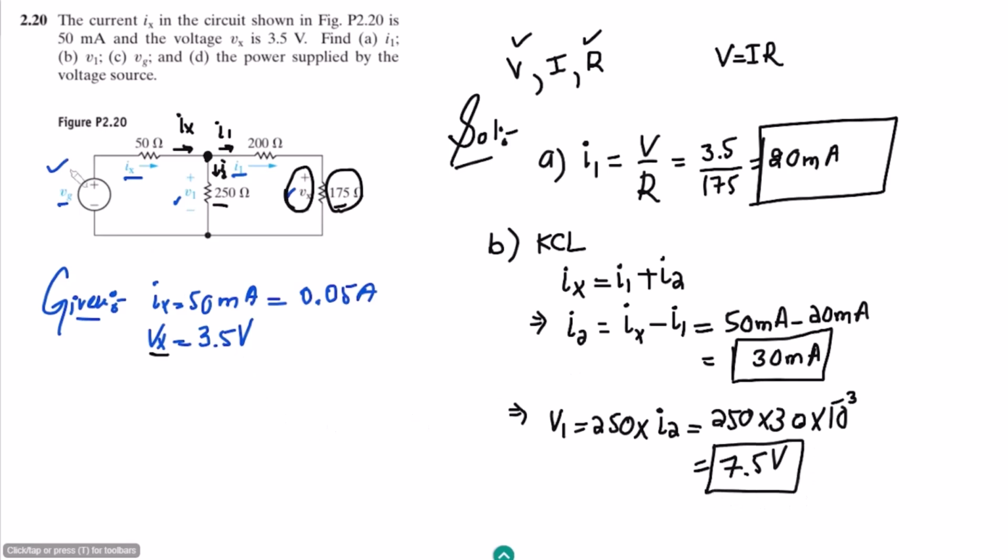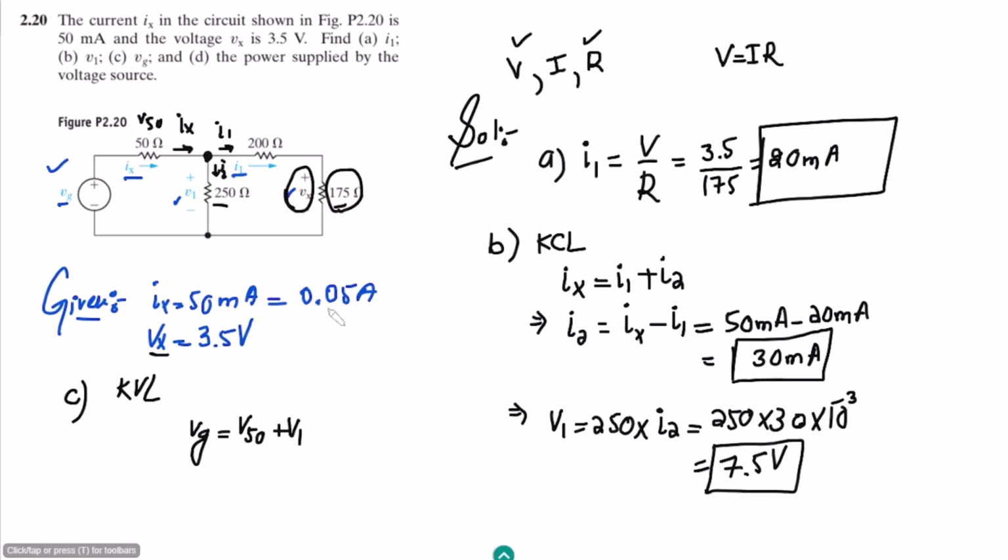In part C, we have to find the value of Vg, and here in this loop, let us use KVL. Applying KVL here, I can very easily see that the value of Vg is equal to the voltage across this 50 ohm resistor. So in this loop, this is V50, the voltage drop across this 50 ohm resistor, plus this V1.